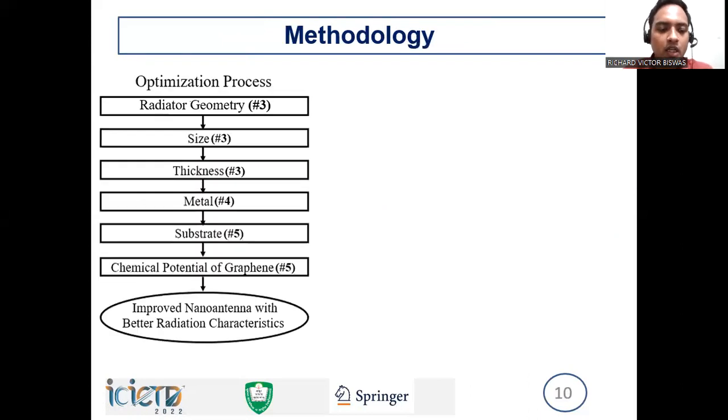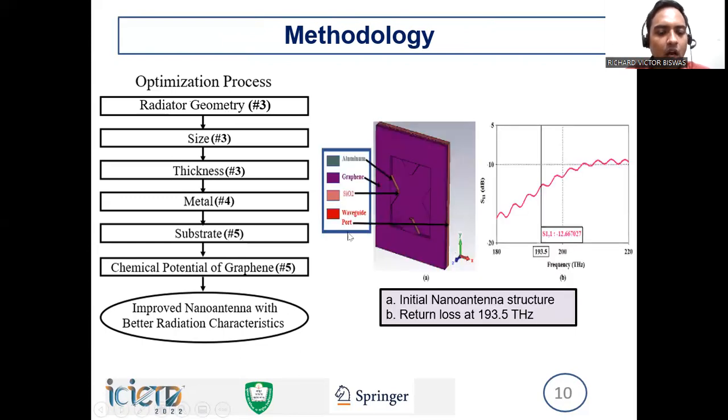Methodology. To have the optimum radiation characteristics, the parametric analysis of the waveguide-fed hybrid graphene plasmonic nanoantenna has been executed by varying the radiator geometry, size, thickness, metal, substrate, and chemical potential of graphene. Then we can have the improved nanoantenna with better radiation characteristics.